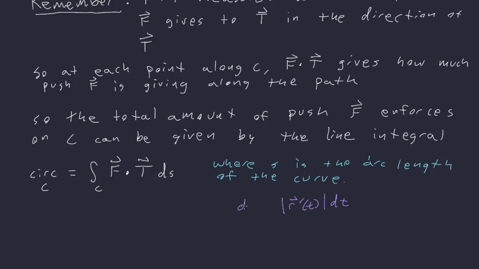So it turns out that basically what's happening is that ds ends up being the magnitude of r prime of t dt. Okay, I don't want to get too in the weeds there. What I do want to show is how you can think about this in terms of time.